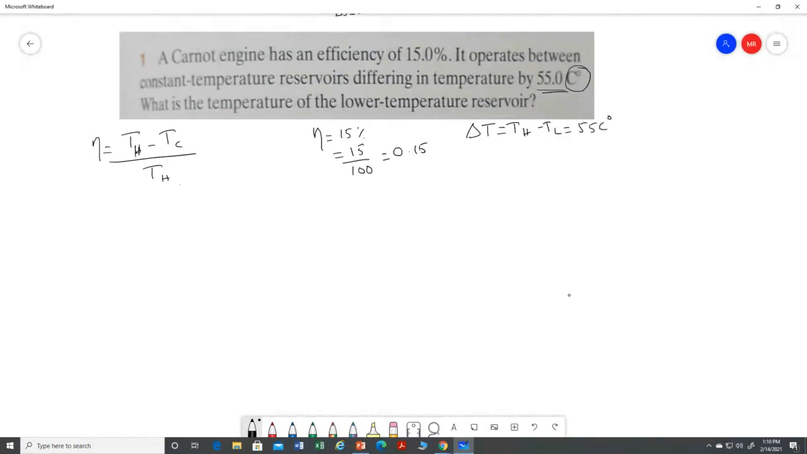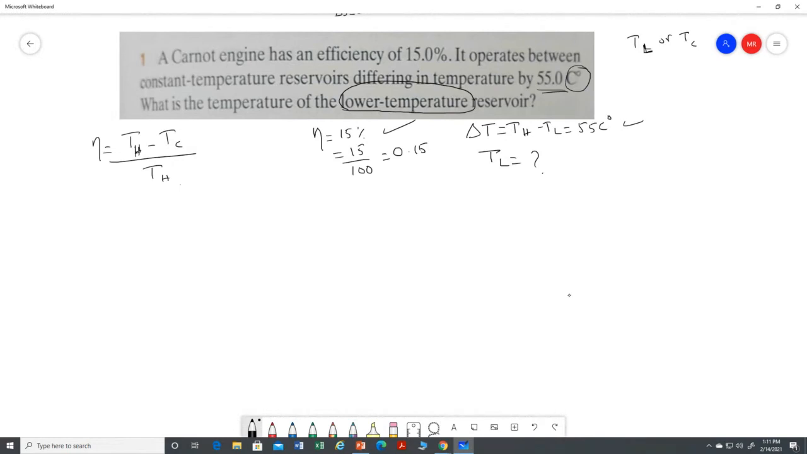Okay, now what are you going to find? We are going to find the value of the lower temperature. My dear, listen carefully. They give the efficiency, they give the change in temperature, but we have to find the value of the lower temperature. You can write TL or TC, both are correct. Understand? Low temperature, cold temperature, both are correct.